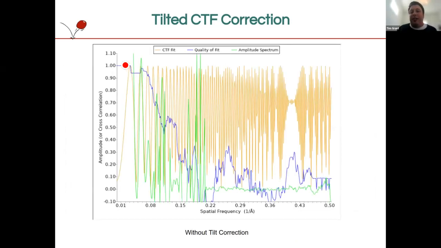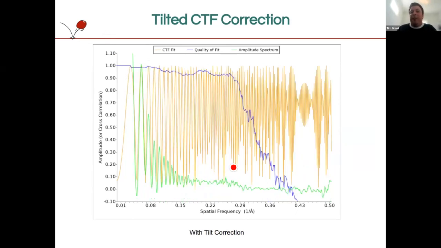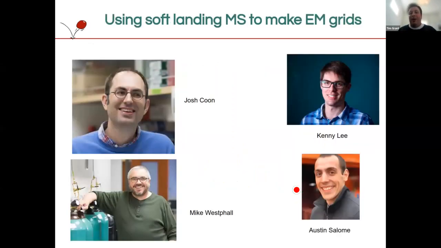So this can be illustrated in one dimension as well. This is basically what I just showed you. The green is the experimental amplitude spectra without correction. You get bad amplitude spectra and you get a bad fit resolution. But if you do this correction, suddenly now you get a much better amplitude spectra, you get a much better quality of fit, and you can start to sort your images by that and pick the very best images that you have. Okay, that was my image processing section.